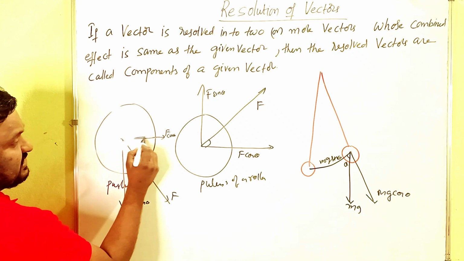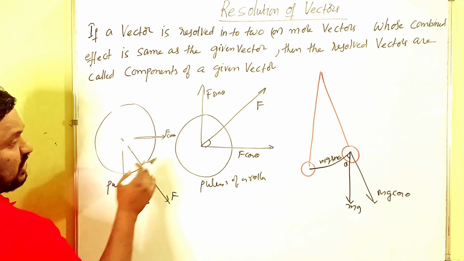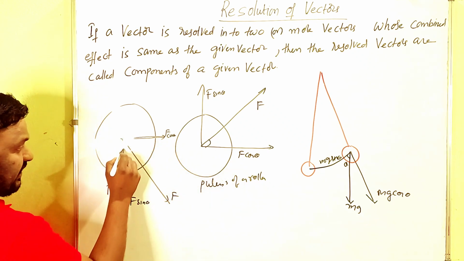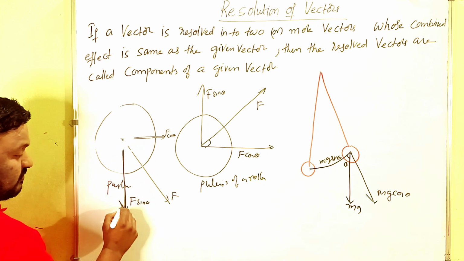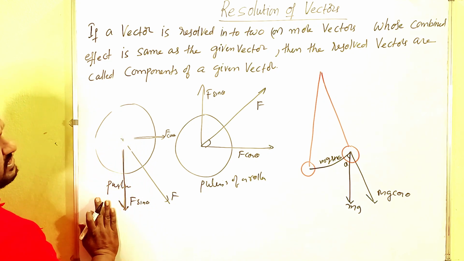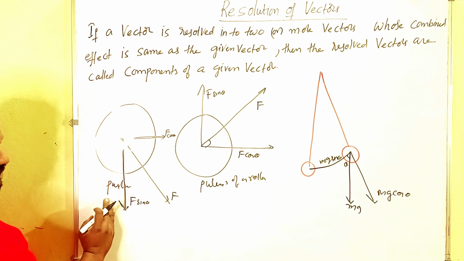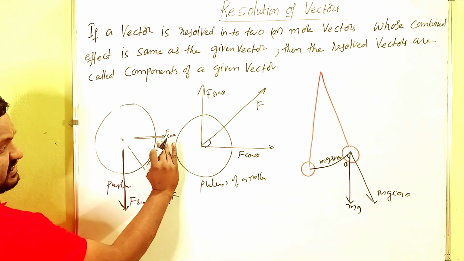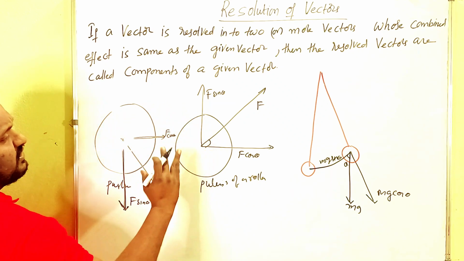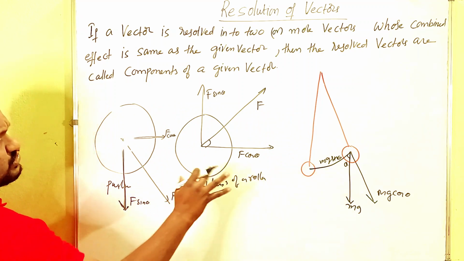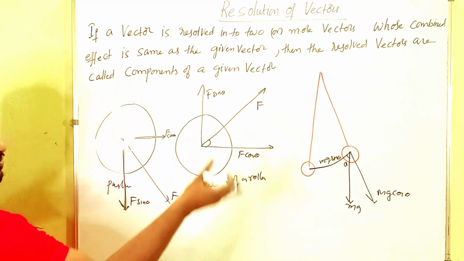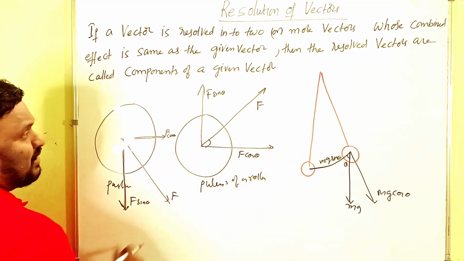What is taken along the x axis is the horizontal component, and what is taken along the vertical is the vertical component. So vertical means y axis, horizontal means x axis. In this way, the given vector is divided into a number of components. Let's see one by one.